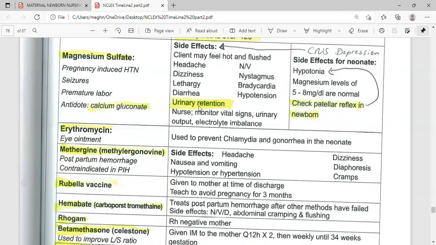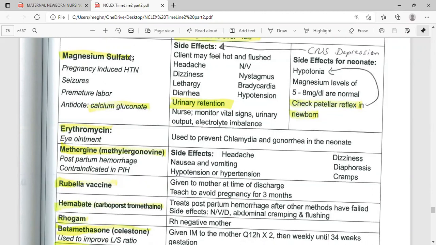So we will check urinary output, as there is a chance to develop electrolyte imbalance. The side effect for the neonate is hypotonia. The magnesium level of 5 to 8 milligram per dL is normal. So when we see a patient with any magnesium sulfate toxicity, check the patellar reflex in the newborn. If it is absent, it means toxicity has developed.